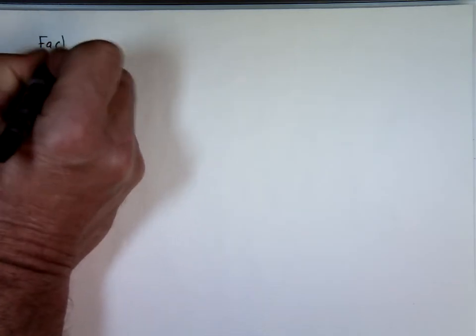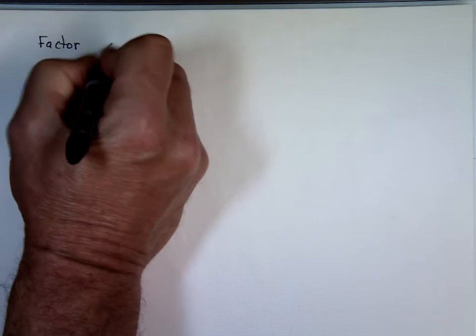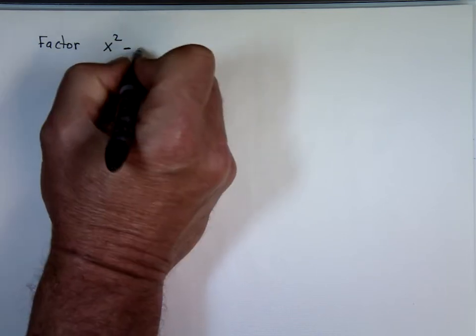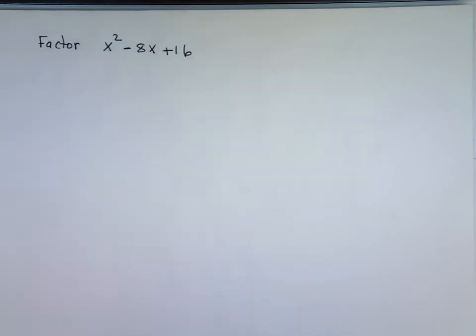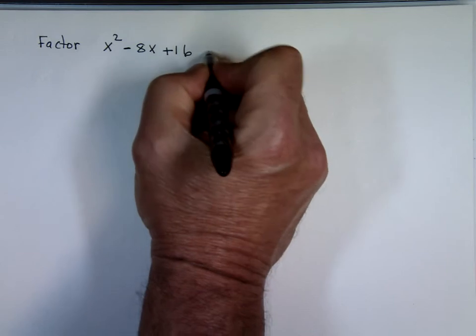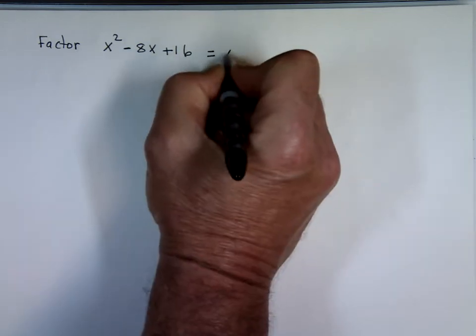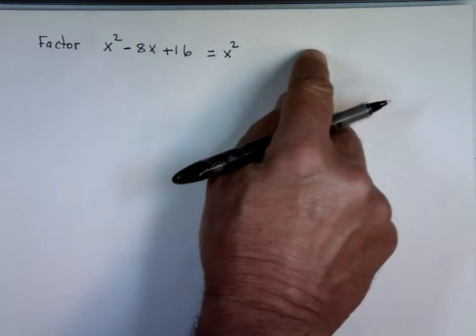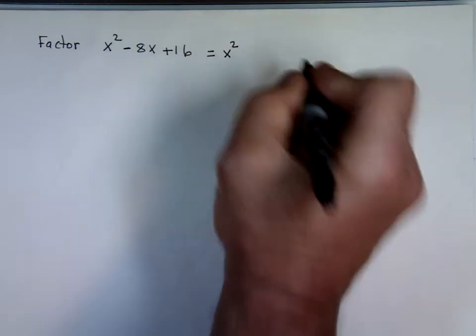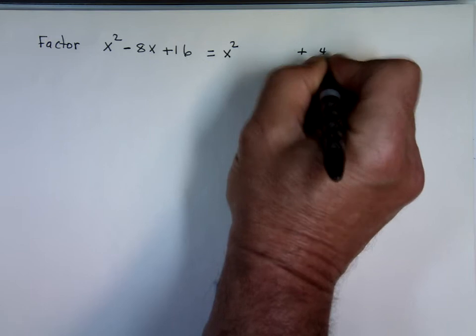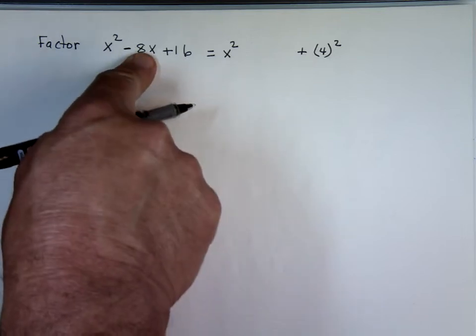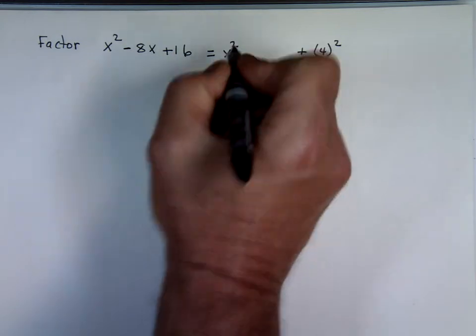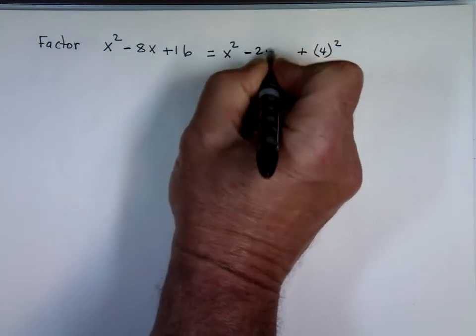Factor x squared minus 8x plus 16. Now, here's the x squared. We'll leave it alone. Let's jump to the 16. I can write the 16 as what? 4 squared. That's what 16 is. So if somehow I can write this as something times 4, well, the 8 is 2 times 4 times x.